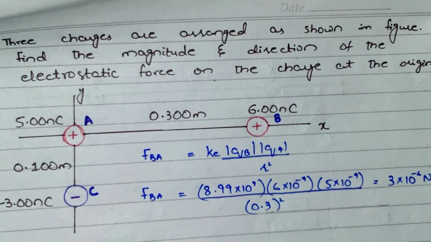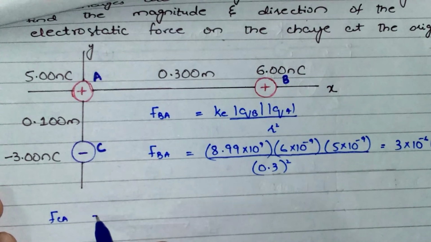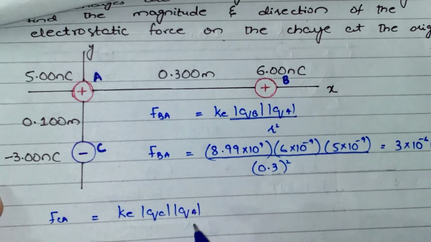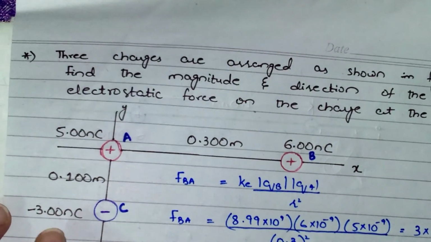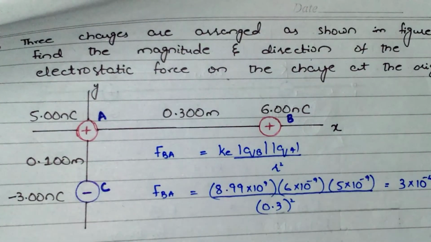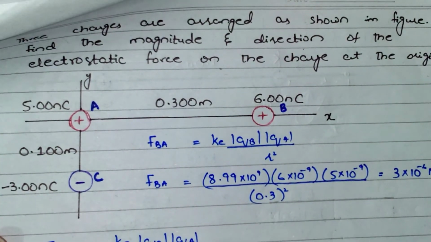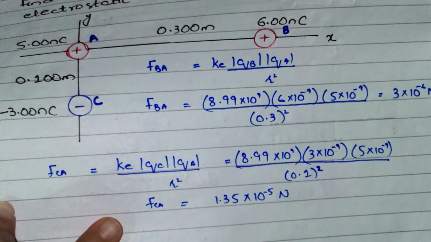Now let's calculate the second force, that is FCA. For calculating FCA, the Coulomb's equation will be KE, the magnitude of charge C, QC, the magnitude of charge A, QA, over R square. So everything is known here as well. We need to substitute the values: the magnitude of charge C, the magnitude of charge A, and the distance between the charges. We only need to substitute the values in standard units as we did previously, and find out the force that C is exerting on charge A. So this is the calculation for force FCA.